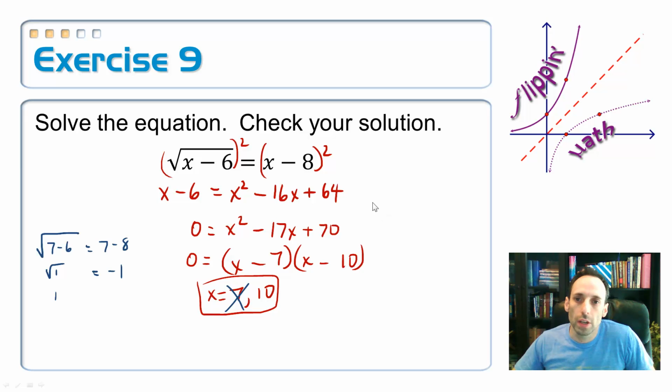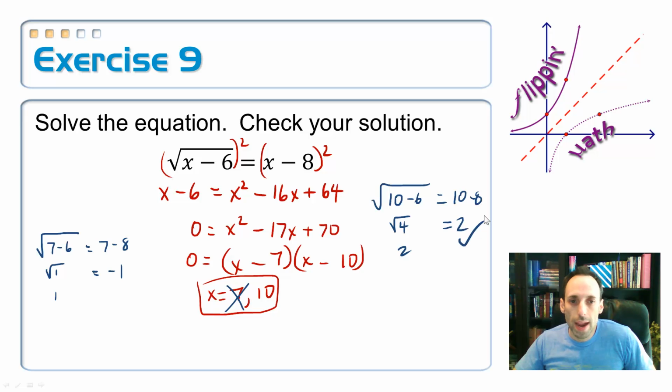Okay, let's try the 10 then. I'm going to try 10 over here. So the square root of 10 minus 6 is the square root of 4, which is 2. And then over there, I'd have 10 minus 8, which is 2. Yay! That one does check out, so I do still get to have one solution.